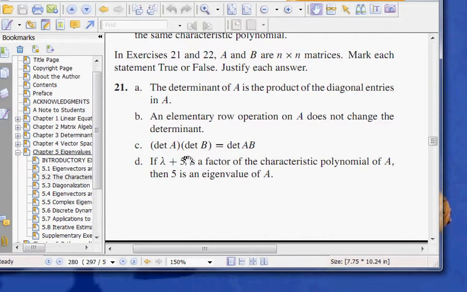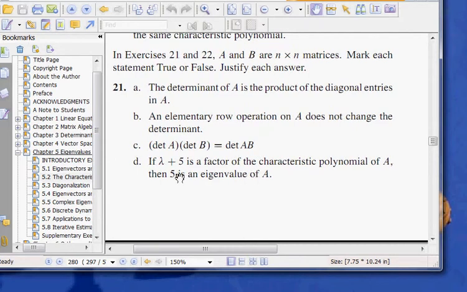We know that the determinant of a product is a product of the determinants. So this is just that statement backwards. The product of determinants is equal to the determinant of the product. So this is a true statement, okay?